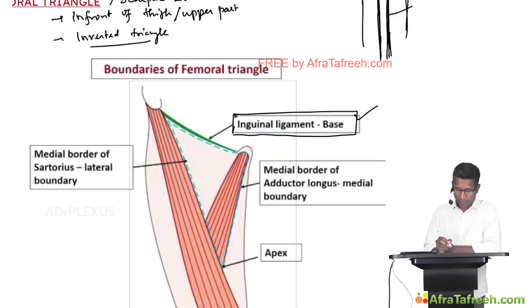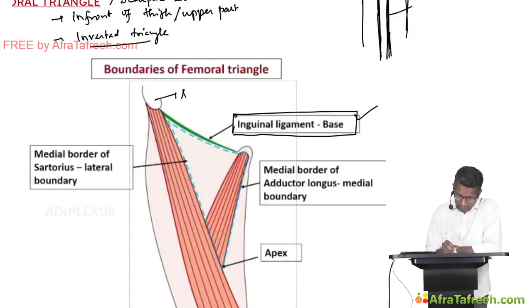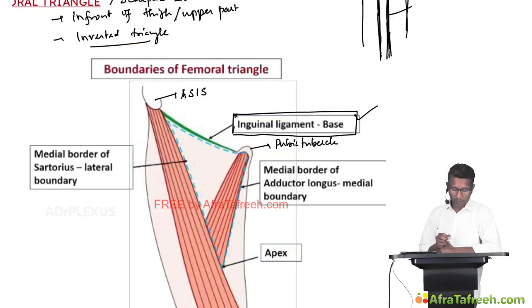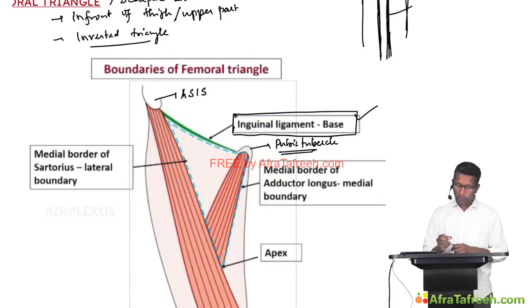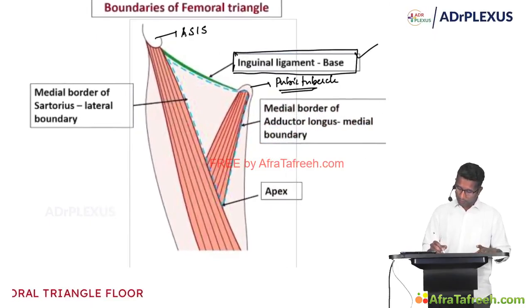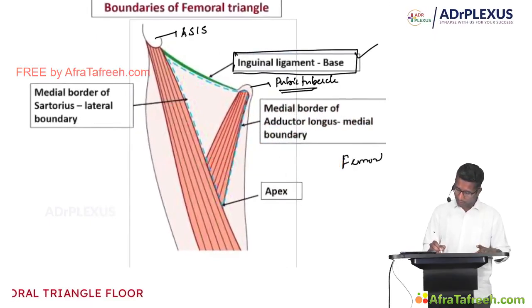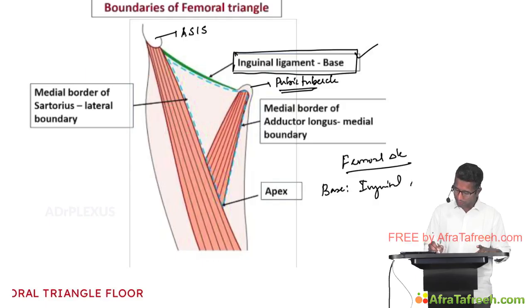You can see the inguinal ligament stretching from the anterior superior iliac spine to an elevation here, which is called the pubic tubercle. So the inguinal ligament is attached to the anterior superior iliac spine on one side, and to the pubic tubercle on the other side. The femoral triangle has the following boundaries. The base of the femoral triangle is formed by the inguinal ligament. Okay, you can write it.